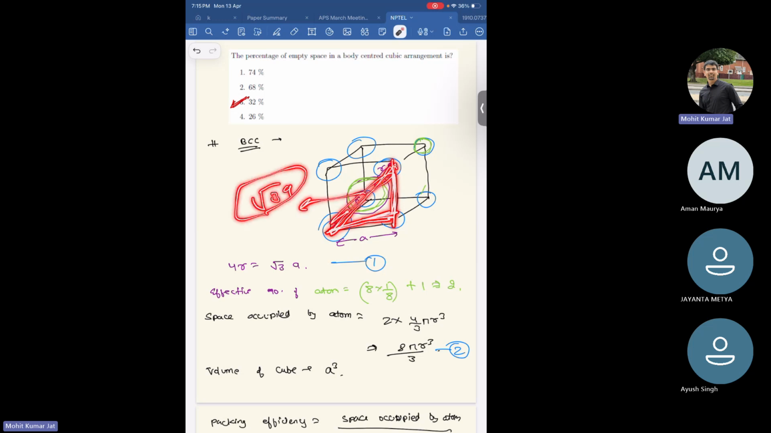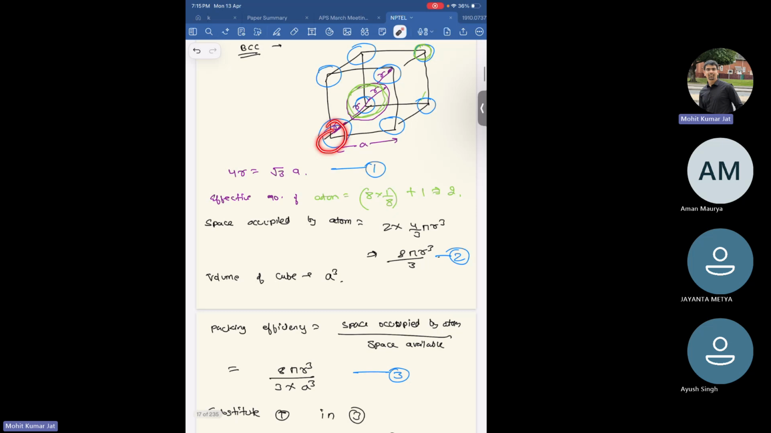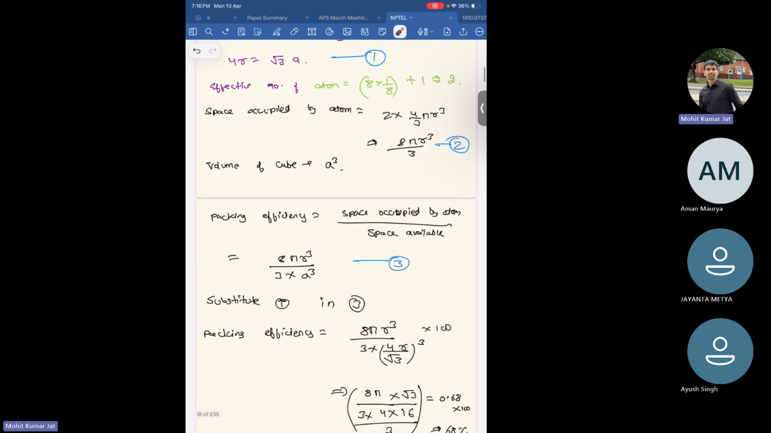That's what it means. 4r is equal to root 3a. Since you multiply with the coordination number, 8 corner atoms are there, which are shared by 8 nearby atoms, so you divide by 8, and then there is a center one which is completely inside. So the effective number of atoms is 2, and the space occupied by atoms will be 2 times 4 by 3 pi r cube. You substitute the values in terms of a. Volume of cube is a cube.